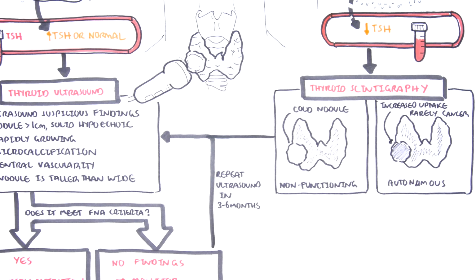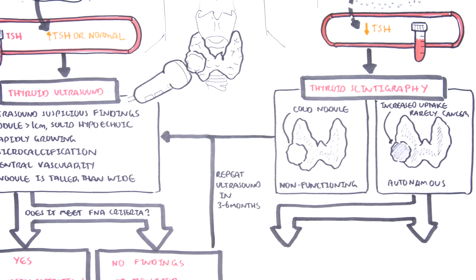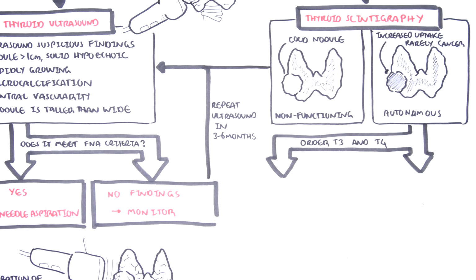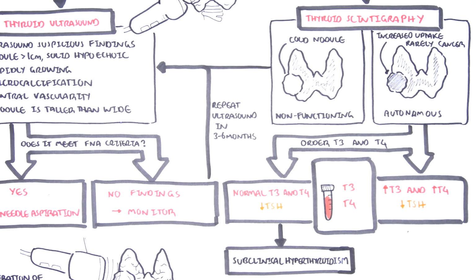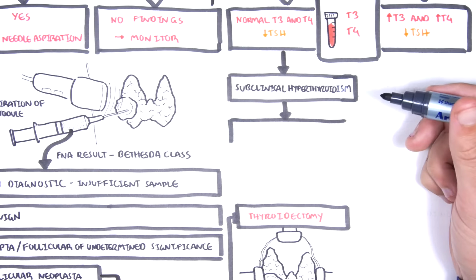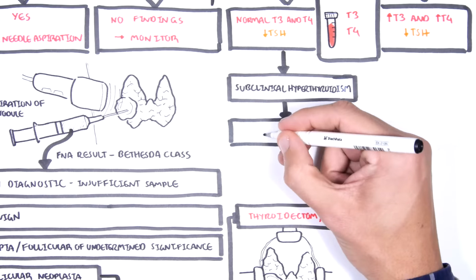A hot autonomous nodule can either be taking up way too much iodine compared to the rest of the thyroid gland, or it is taking up iodine at the same concentration or level as the rest of the thyroid gland. To be exactly sure, it is advised that free T3 and T4 be measured. A normal T3 and T4 with low TSH is a clinical diagnosis of subclinical hyperthyroidism. Subclinical hyperthyroidism will require monitoring because it can evolve and become hyperthyroidism.